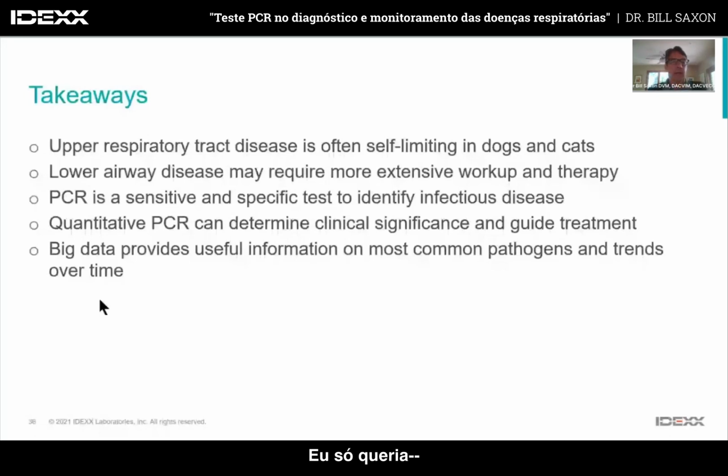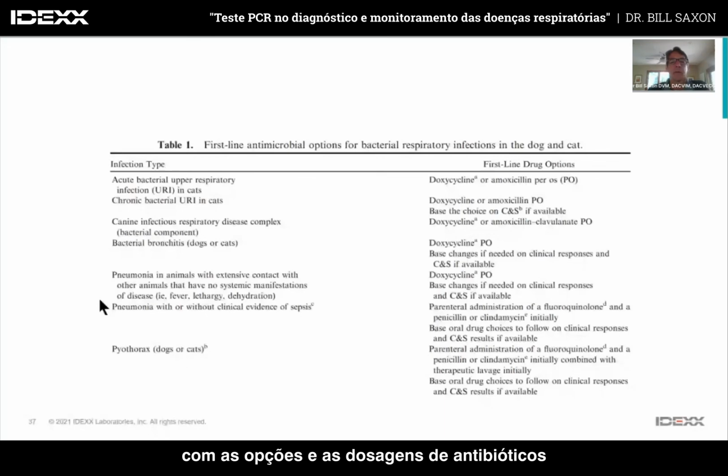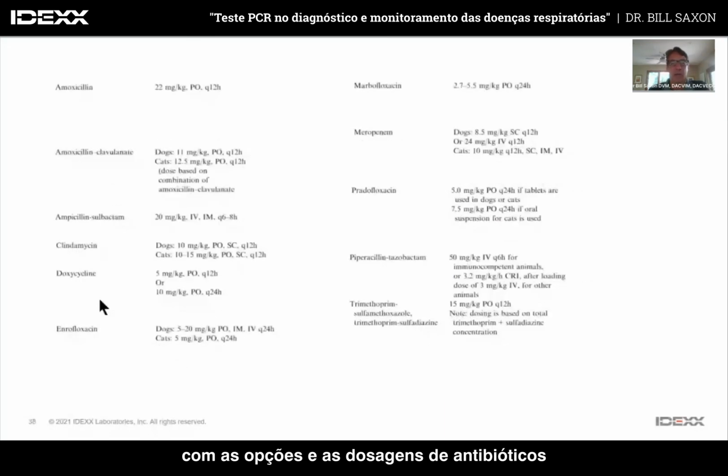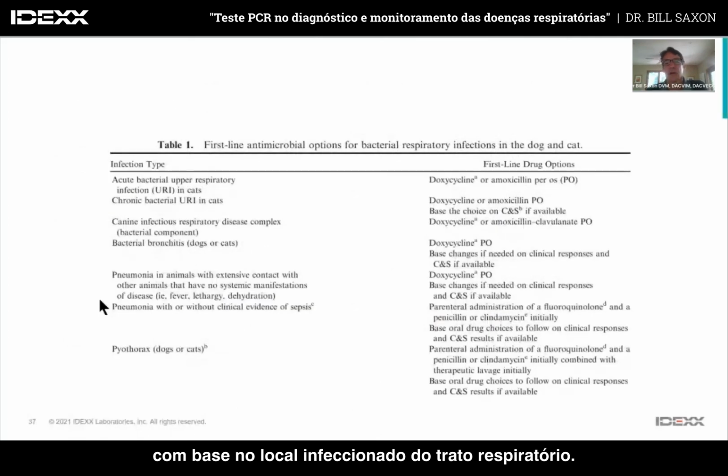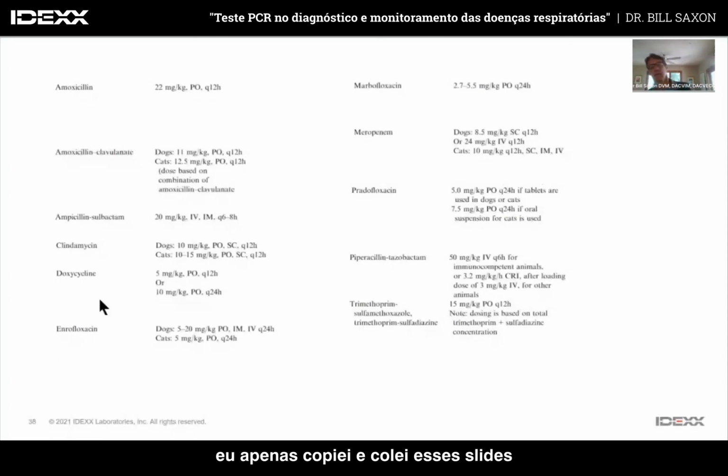And now I don't know how I should do this. I'll just show you. There are 2 slides left, and they have the choices and the dosage of antibiotics based on where your respiratory tract infection is. I'm going to leave it on the antibiotics and the dosages, the most commonly recommended one from that guidance. But remember, don't panic. I just literally cut and pasted these slides from that consensus statement.